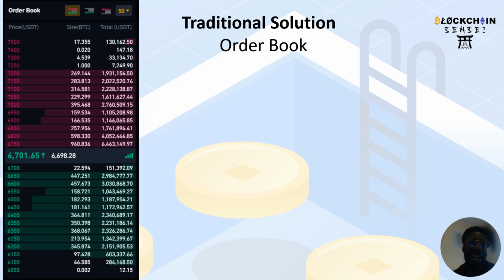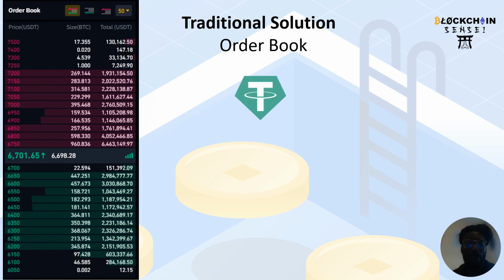Now the ask limit order is the lowest price a seller is willing to sell at. And a buy limit order, which is also called a bid, is the highest price that a buyer is willing to buy at. So all you need to know there is that there are orders on the exchange. The red is the ask price, the lowest price a seller is willing to sell at, and the green is the bid price, the highest price a buyer is willing to buy at.